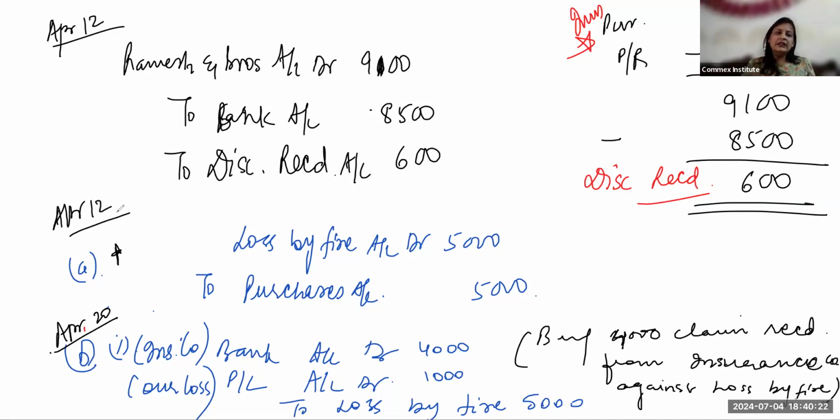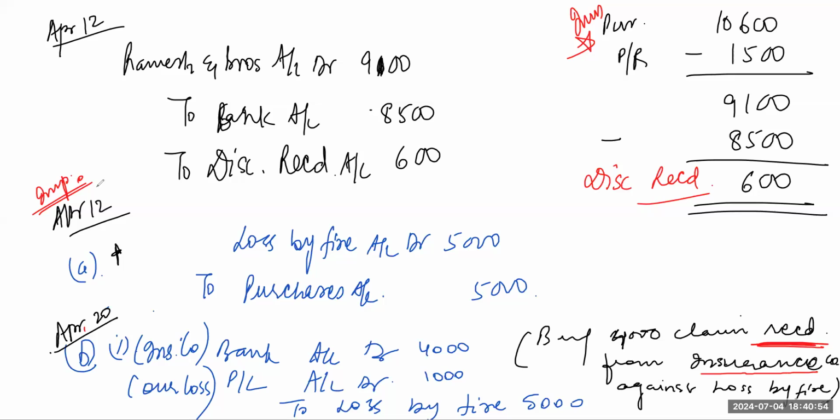In the narration we have to mention this, because here they're not talking about the acceptance of the claim, but the receipt of the claim. Had the insurance company only accepted it, then we would have passed the entries: insurance company debit 4,000, P&L account debit 1,000, to loss by fire, because they paid, no? So we are directly debiting bank. This is again important. This kind of entry will definitely be asked in your exams, children.